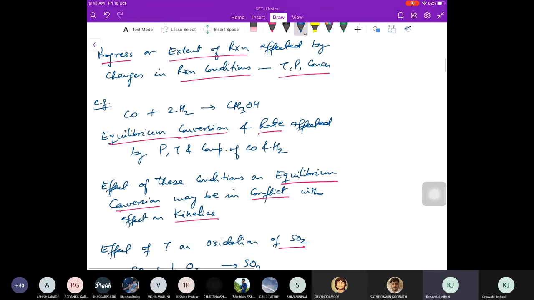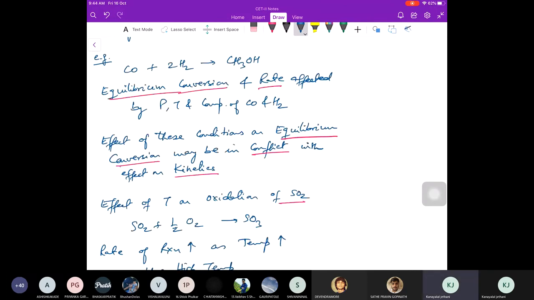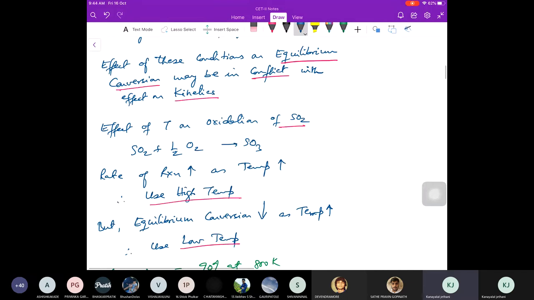Right? So if you look at any reaction like what is shown here, CO plus hydrogen gives methanol. Equilibrium conversion rate are affected by pressure, temperature, and composition of both CO and hydrogen. Effect of these conditions on equilibrium conversion. Effect on kinetics. Equilibrium conversion mein alag effect hota hai, kinetics mein alag effect hota hai. We'll see that. So if you look at SO2 oxidation, padha aap logon ne sulfuric acid, right?